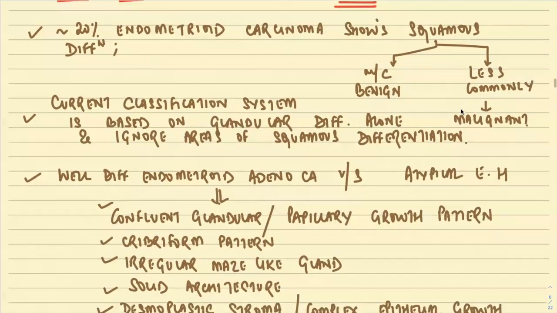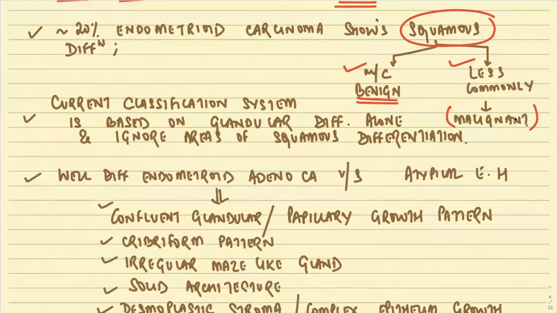Now, around 20% of endometrioid carcinomas also show squamous differentiation. Okay, so most commonly, this squamous differentiation that we see is of benign nature. And very rarely or less commonly, this squamous tissue might be malignant.